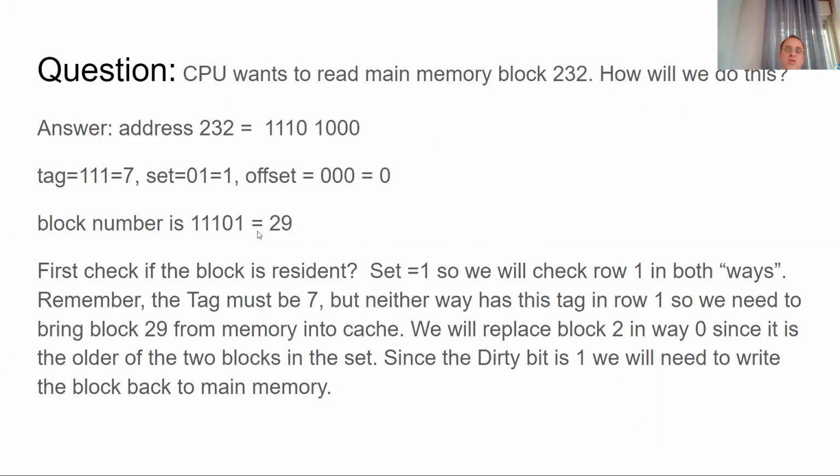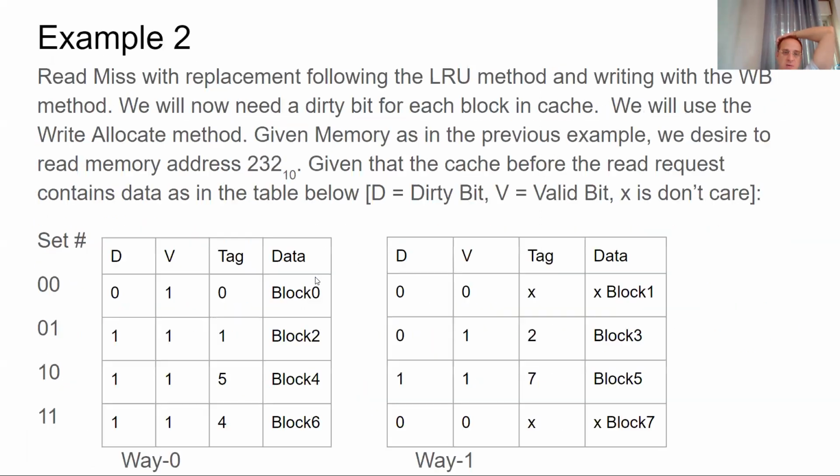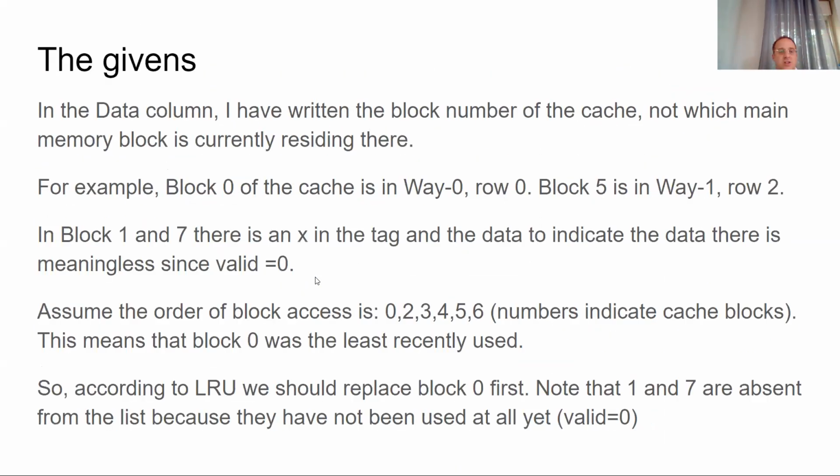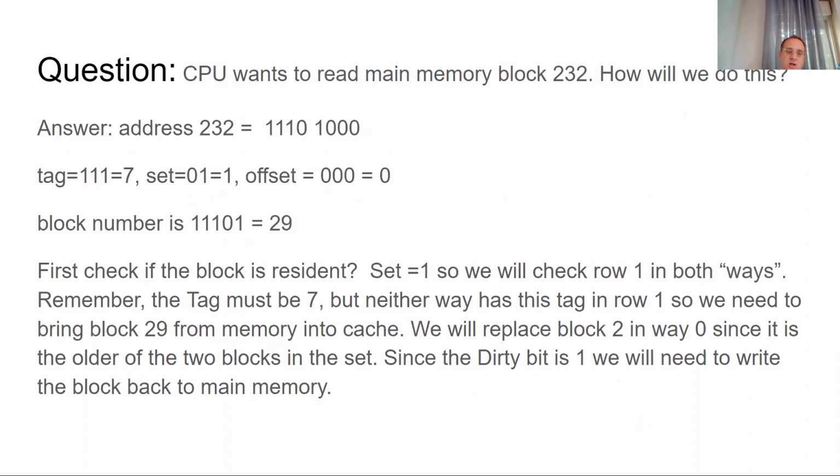What is the block number? Well, it's 29. It's 29 because it's that and that. So first check if the block is resident. Now wait, I skipped a slide. Why did I skip a slide? Was there anything useful there? Let's check, just so we understand what we're doing here. Everyone understood what I did here? This is pretty straightforward, I think.